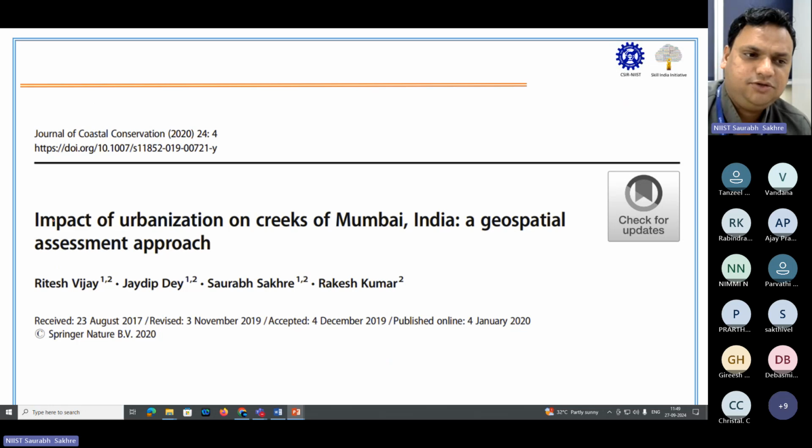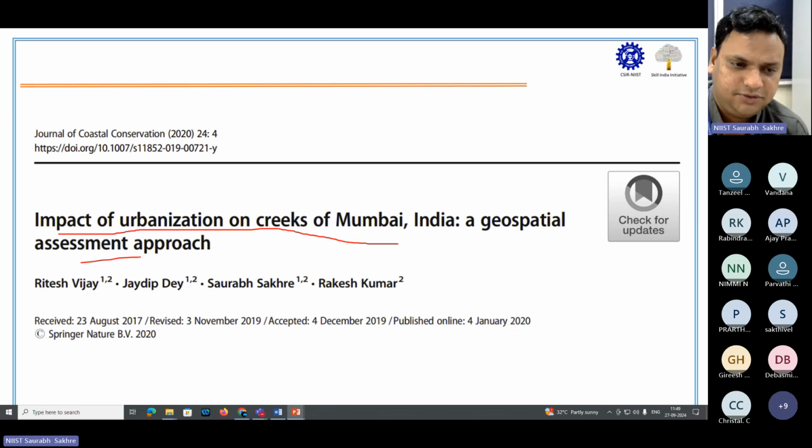We have published one paper also. You can see it: Impact of Urbanization on Creeks of Mumbai, India: A Geospatial Assessment Approach. Here, Jaideep and I both were there. Jaideep just now delivered the lecture, and we published it in January 2020 in the Journal of Coastal Conservation.